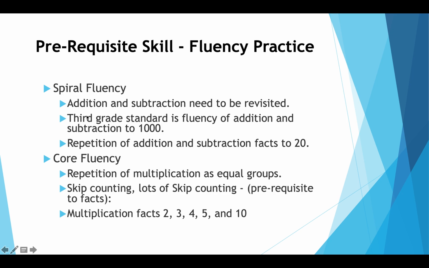So the spiral fluency for this is revisiting material from second grade. So addition and subtraction need to be revisited. Second grade does get to addition and subtraction up to 1,000. So 3 digits plus 3 digits, 3 digits from 3 digits. But it's towards the end, so students haven't had a lot of repetition with that. So you need to start revisiting that from the beginning.